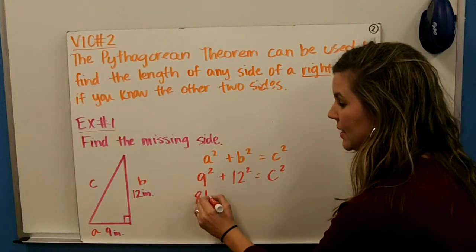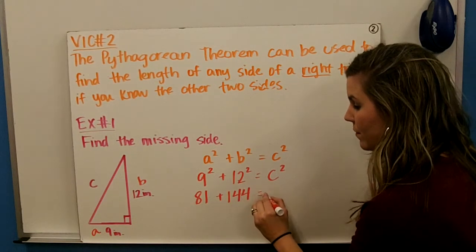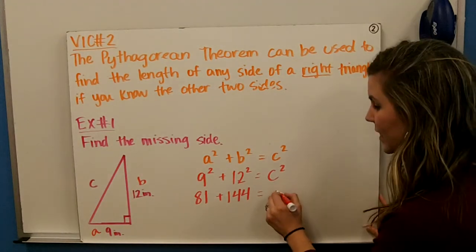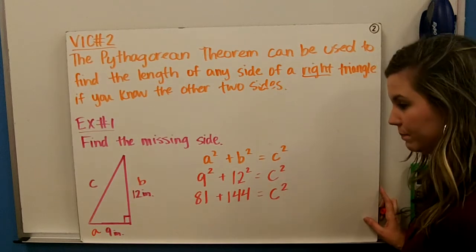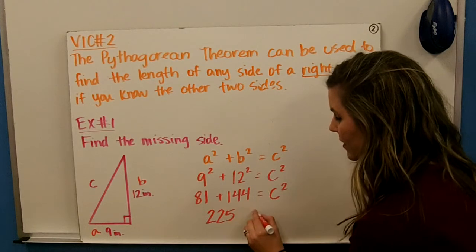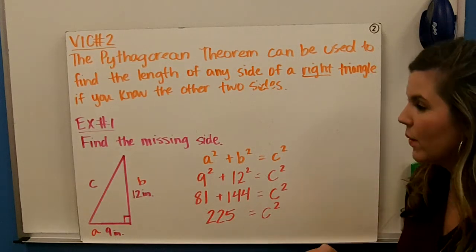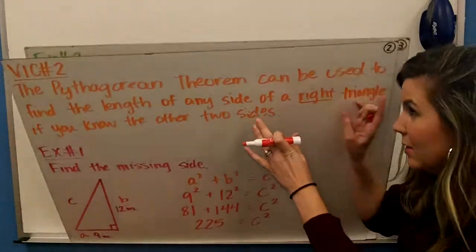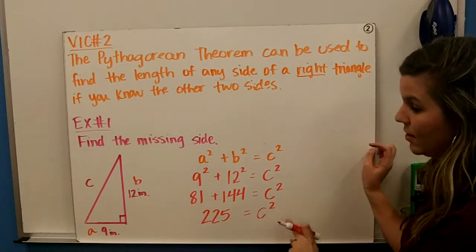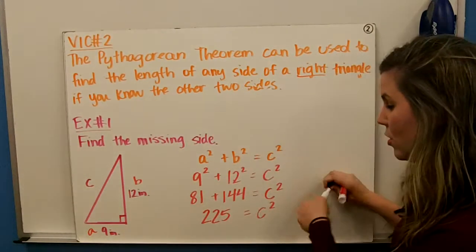9 squared is 81. 12 squared is 144. And 81 plus 144 is equal to C squared. Add these together, you get 225 is equal to C squared. Now I don't want to find out what C squared is, I just want C. The opposite of squaring is to take the square root. And there's a button on your calculator for this as well.